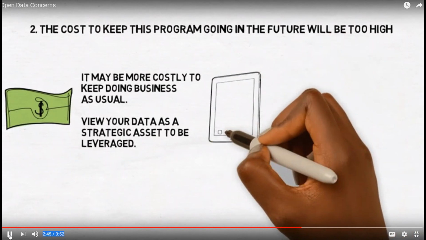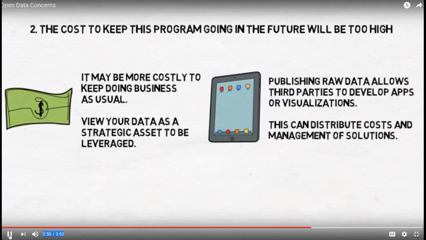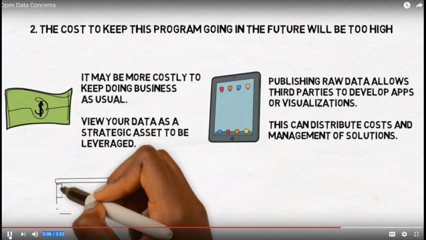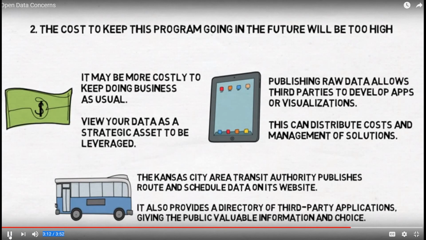A technical response could focus on the concept of third-party interaction. Publishing raw data allows third parties to deliver information to the public through apps or visualizations. Giving them access to the data may be all they need to provide their solution, which relieves the government of responsibility and cost of providing direct solutions. For example, the Kansas City Area Transit Authority publishes route and schedule data on its website, which allows third-party entities to use their data. The Transit Authority also publishes a directory of third-party applications, which allows their customers to make better decisions based on useful information.